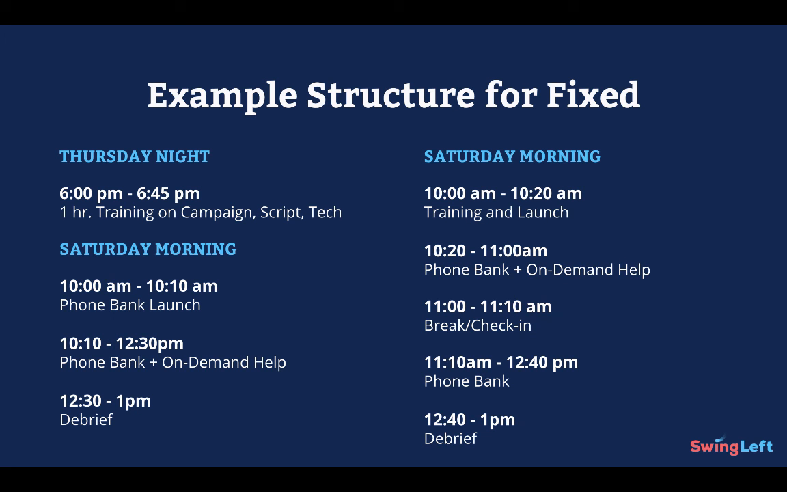Here are some example structures for a fixed phone bank. The one on the left involves planning an online meeting, a video conference, a few days before you're planning to have your volunteers make the calls, and doing training, going over the script, talking about tech and data coding. And then you ask everyone to come back and make calls on Saturday.